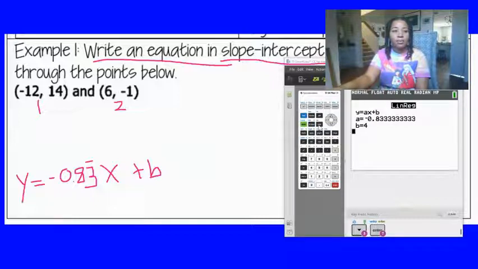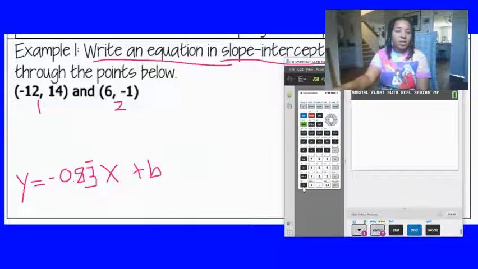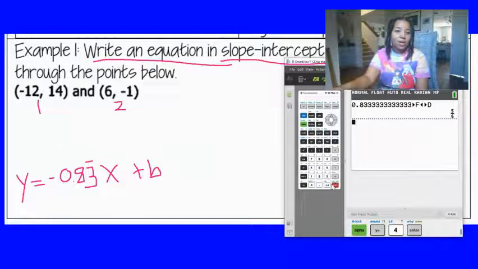I'm going to press stat. I'm going to do second quit. I'm going to see what this is. 0.833333333. I'm going to do alpha y equals, press 4, enter. And it's going to be 5/6. Oh, it does it for me.